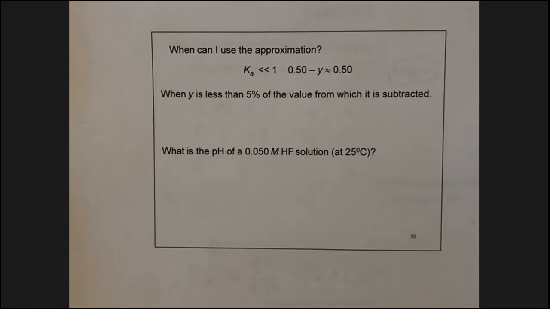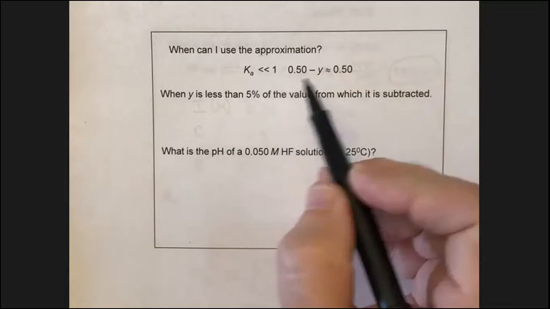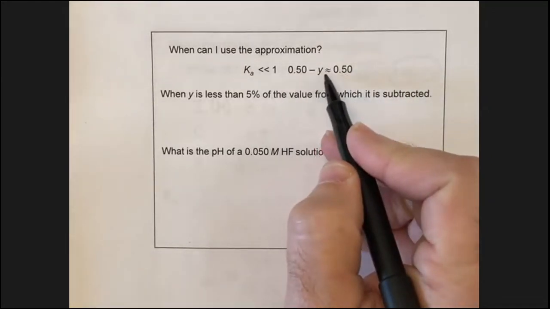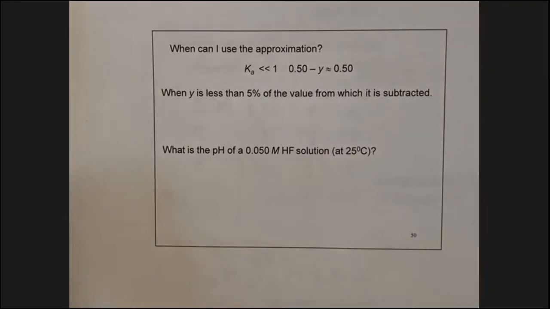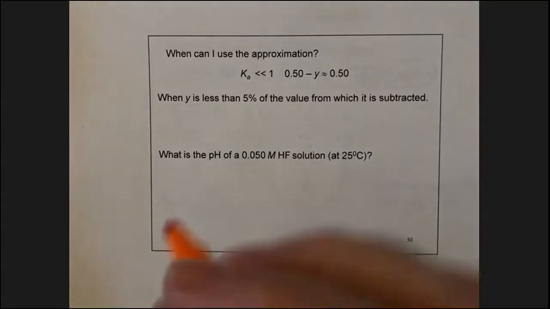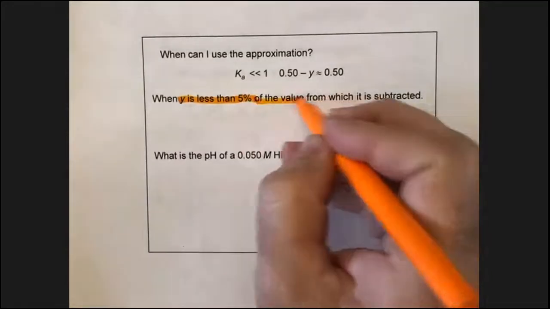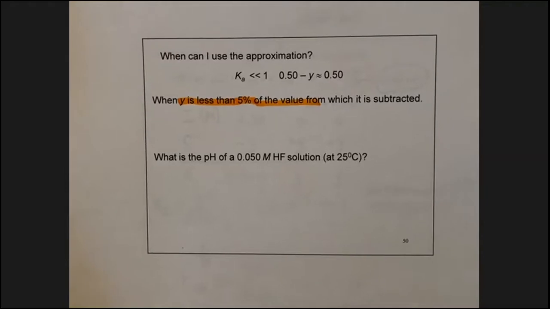When can I use the approximation? This is what we said last time. We said that because the value of Ka was so small, you could assume that the change in the molarity of the acid was negligible. And so you could use the initial molarity of the acid as if it's staying that way throughout the process. So the guideline here is when this value y is less than 5% of the value from which it is subtracted, that is when you can use it.